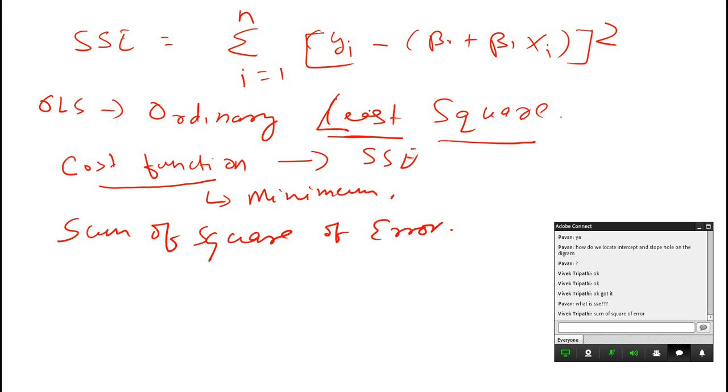Now what we will do is that we will try to find out what is beta naught and what is beta 1. Okay, that's the most important thing. Now how can we do that? The condition here is that the SSE or the cost function has to be minimum, right? And how do we ensure that it is minimum? We use derivative for that.